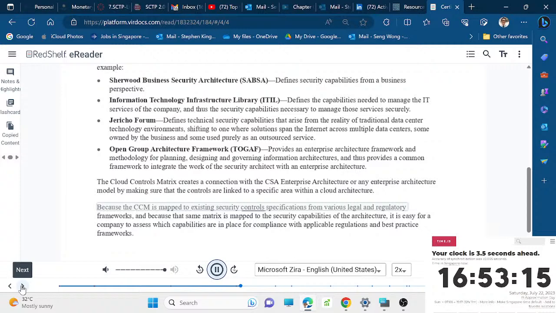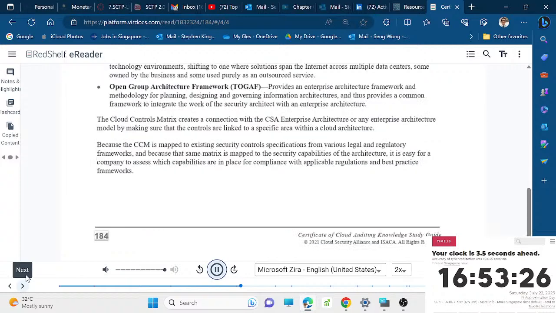Because the CCM is mapped to existing security controls specifications from various legal and regulatory frameworks, and because that same matrix is mapped to the security capabilities of the architecture, it is easy for a company to assess which capabilities are in place for compliance with applicable regulations and best practice frameworks.